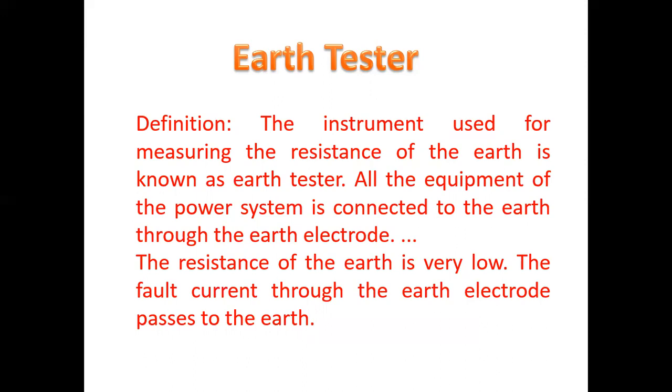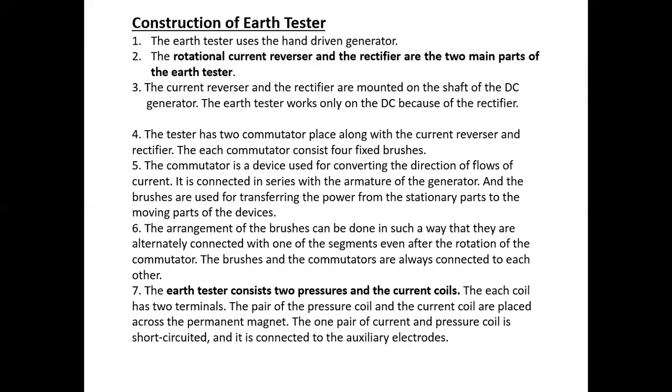All the equipment of the power system is connected to the earth electrode. The resistance of the earth electrode is minimum, very minimum. The resistance of the earth is very low. So the fault current to the earth electrode passes to the earth. It means the earth tester is used to measure the low value of resistance.